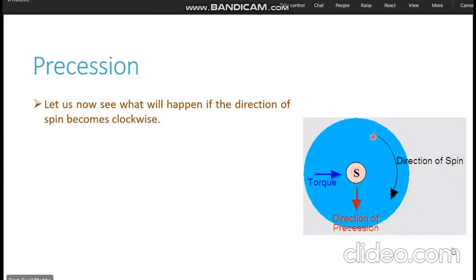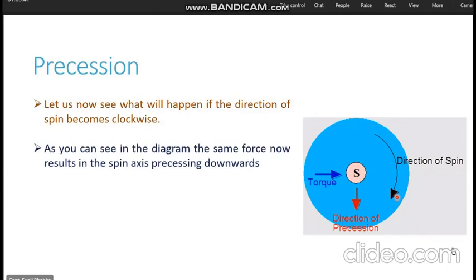So the direction of spin in this case is reversed. You see the direction of spin is clockwise. The force being applied is the same. We are applying the same force now. In this particular case, when you apply the force in the horizontal plane, it is going to turn by 90 degrees in the direction of spin. So this blue color vector is going to spin 90 degrees clockwise. Once it spins 90 degrees clockwise, it will be pushing the spin axis vertically downwards. And that is how the spin axis is going to move.